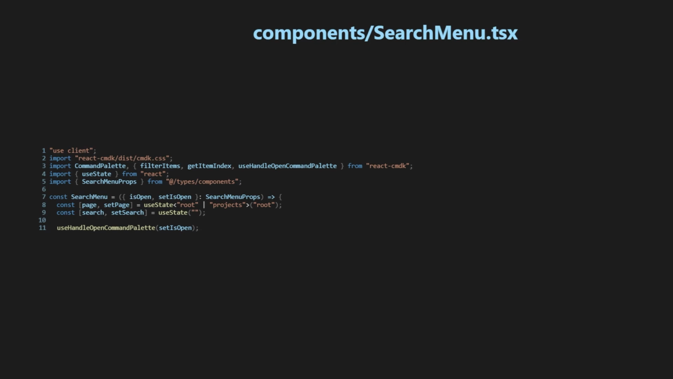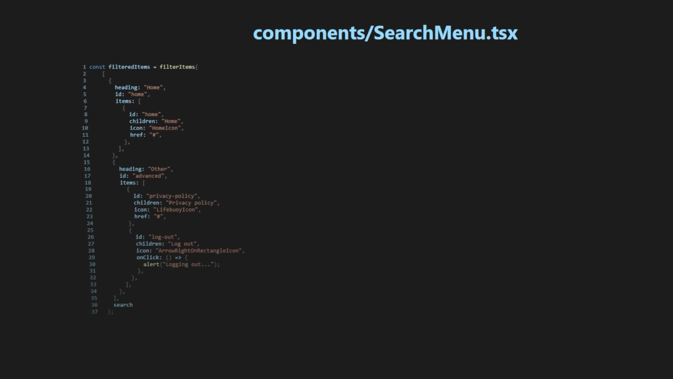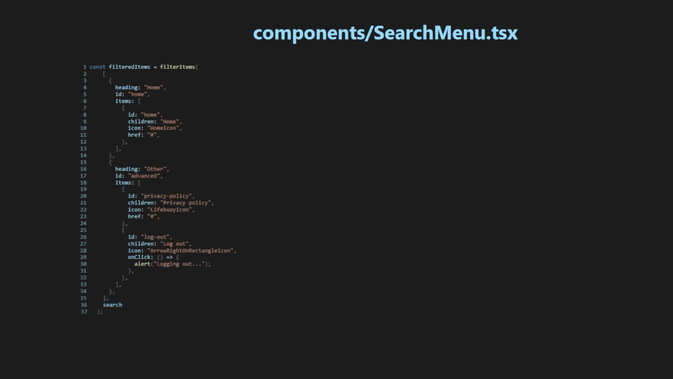Let's take a look at the code for our search menu component. In this component, we manage two pieces of state, page and search. The page state determines which section of the command palette is currently visible, while the search state holds the user input for filtering commands. Next, we define our command items and filter them based on the user search input.